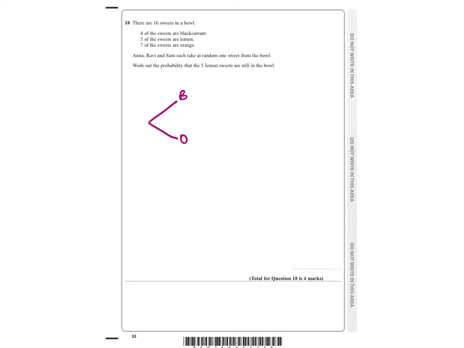So if she takes a blackcurrant, that's 4 out of 16. If she takes an orange sweet, that's 7 out of 16. Okay, so this is Anna. Okay, then after Anna, we have Ravi.